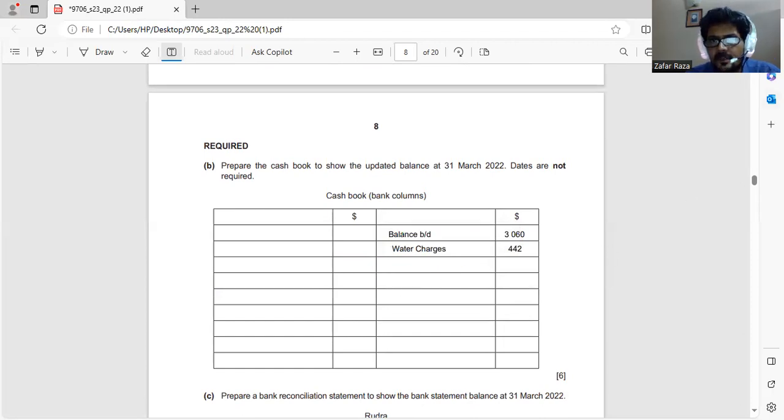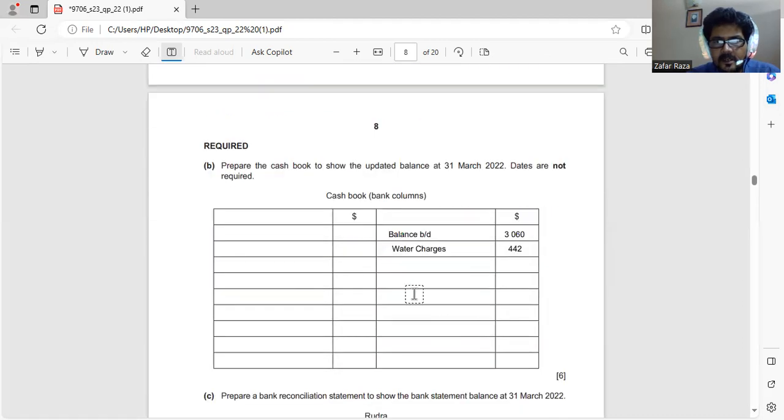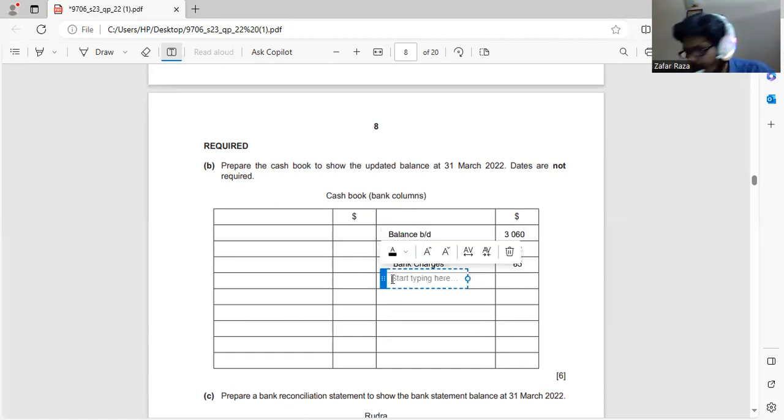Second item we have to record was $85. This was about bank charges, $85. Okay, so we'll report it over here. Bank charges is again a decrease in cash at bank. This is 85.